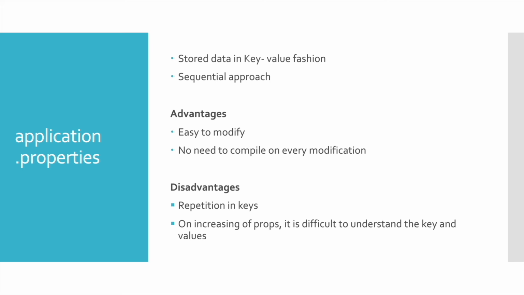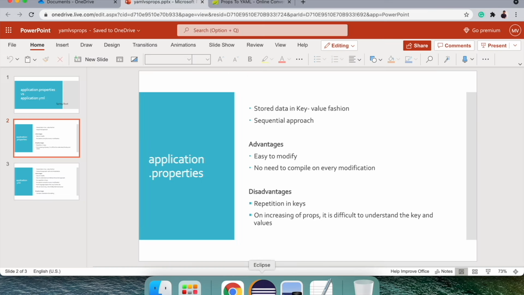The disadvantage is that there will be a number of repetitions in the keys. For example, if you declare the database keys like spring.datasource.url, this is a particular key, and the same prefix might be written multiple times. As the properties increase, it is also quite difficult to understand the key values as the file grows. So it's quite difficult to handle. Let's see in Eclipse how this application.properties is configured and how it gets loaded.